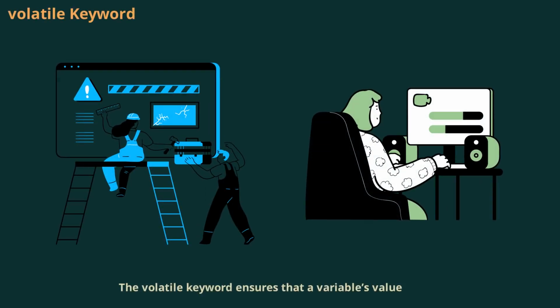The volatile keyword ensures that a variable's value is always read from and written to main memory, not from a CPU cache. This guarantees visibility across threads, but does not ensure atomicity. For compound operations, use AtomicInteger or synchronized blocks.